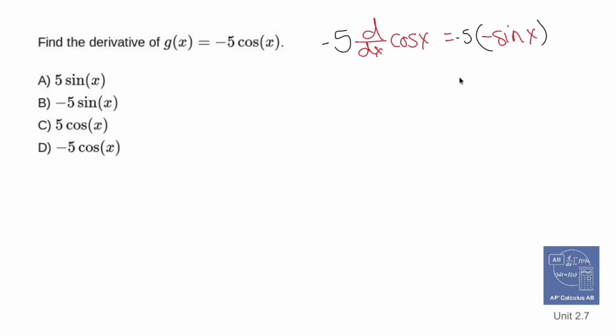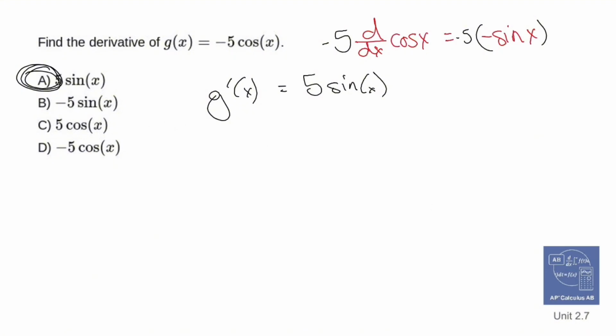So the double negative would make the whole thing positive, and I would get 5 sine x. So the derivative of negative 5 cos x is positive 5 sine x. And that's going to be A. So trig stuff is just mostly memorization once you're dealing with this section right here. And yeah, that's basically how you do it.